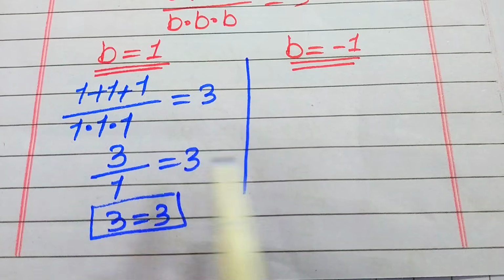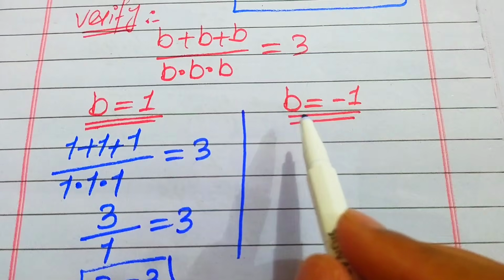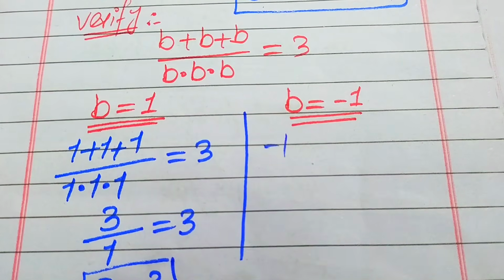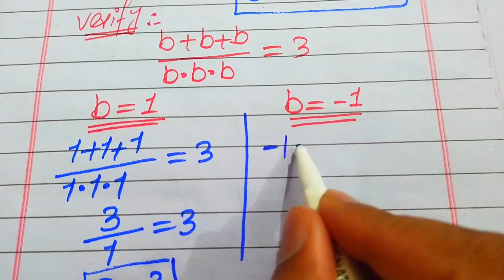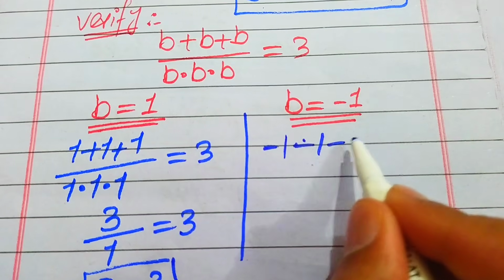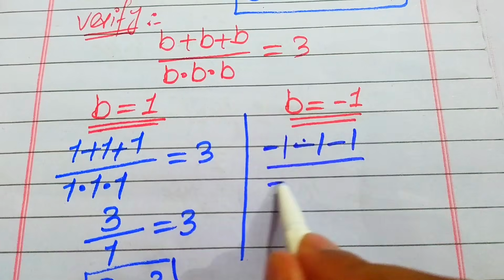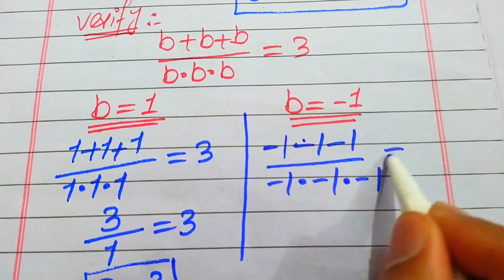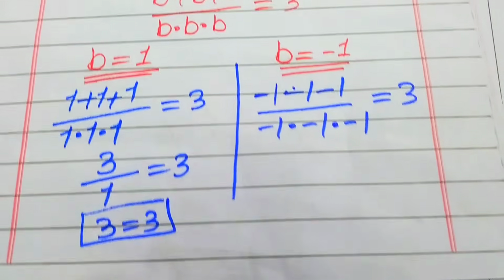And now likewise we verify the second value of b, and we substitute b equals minus 1 into the given question statement, and it becomes minus 1 plus minus 1 minus 1 divided by minus 1 multiplied by minus 1 multiplied by minus 1 equals 3.